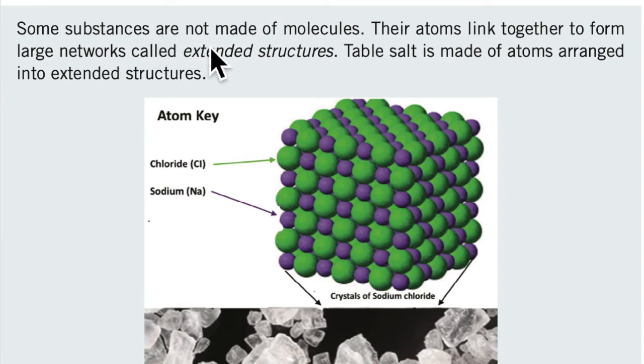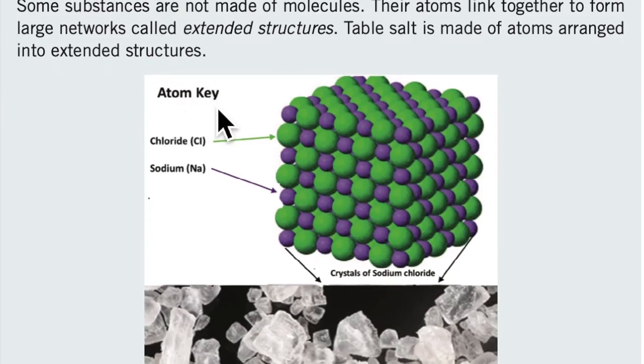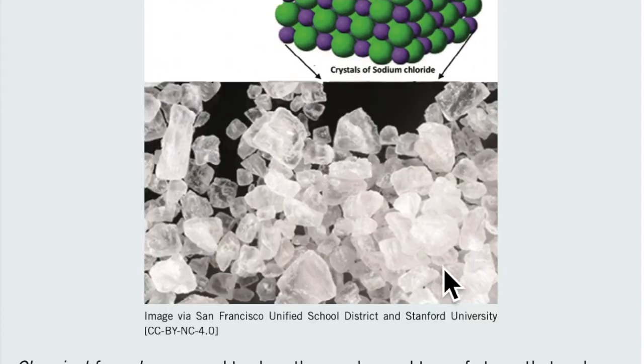Some substances are not made of molecules. Their atoms link together to form large networks called extended structures. Table salt is made of atoms arranged into extended structures. Atom key. Chloride. Sodium. Crystals of sodium chloride.